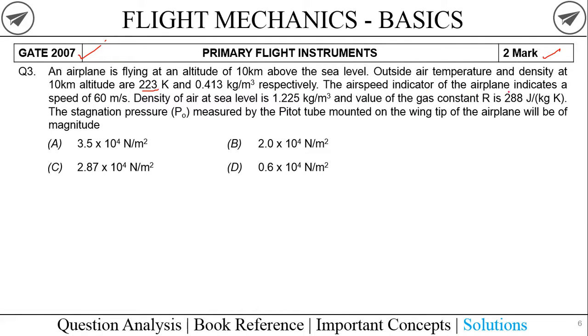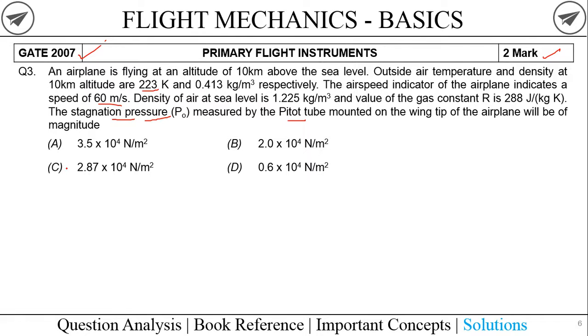The airspeed indicator of the airplane indicates a speed of 60 meter per second, and the density of air at sea level is 1.225 kilogram per meter cube, and the value of the gas constant is given as 288 joules per kg Kelvin. The stagnation pressure P naught measured by the pitot tube mounted on the wingtip of the airplane will be. So they are basically asking for the stagnation pressure value, which is measured by the pitot tube. They have already provided us with the four options, so the answer must be within one.